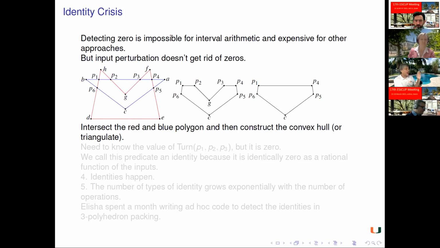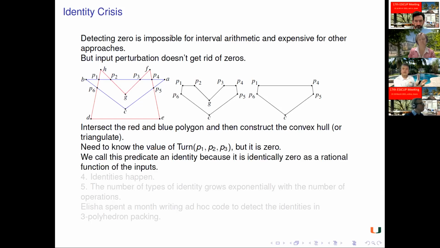So if then what you do is you want to construct a convex hull, or in the class I'm teaching, if this is like sort of a hole in a shape, I would ask them to triangulate the outside. There's no way to avoid needing to know the value of turn P1, P2, P3. The algorithm is going to ask it. And that is 0. So now we're in trouble because we can't use interval arithmetic. And we call this predicate an identity because it is identically 0 as a rational function of the input. If you took the whole messy formula and plugged it into the other messy formula and did a whole bunch of algebra, it would all end up getting 0 in the end. It would all just vanish.